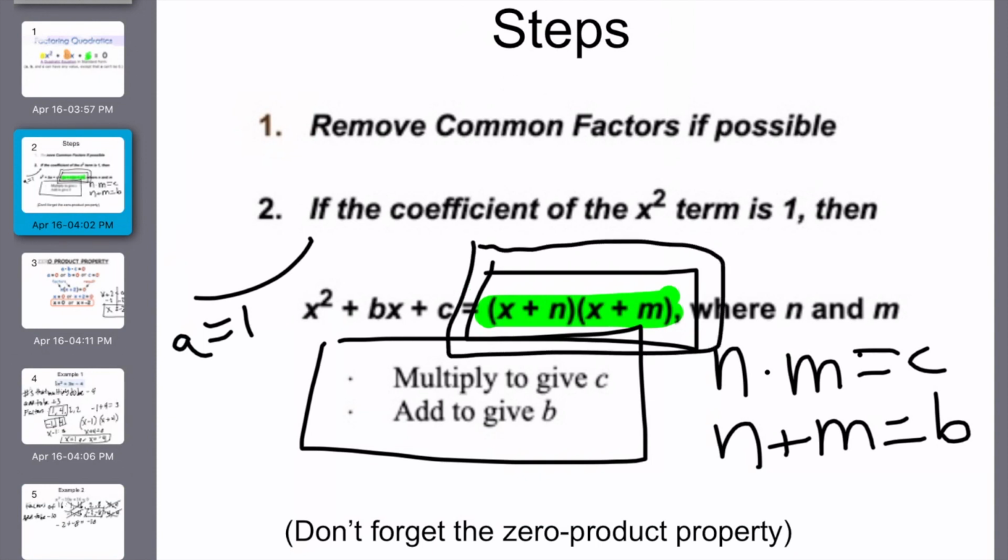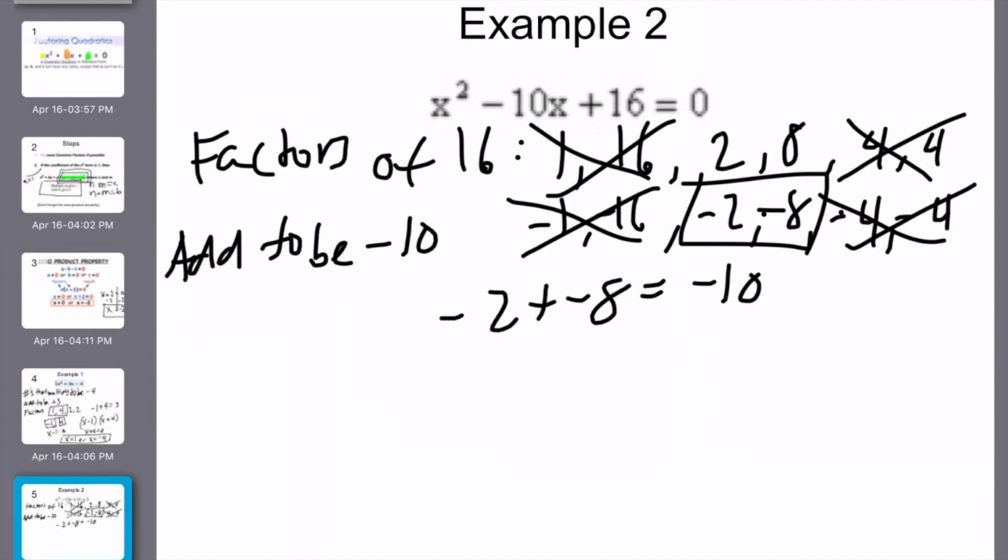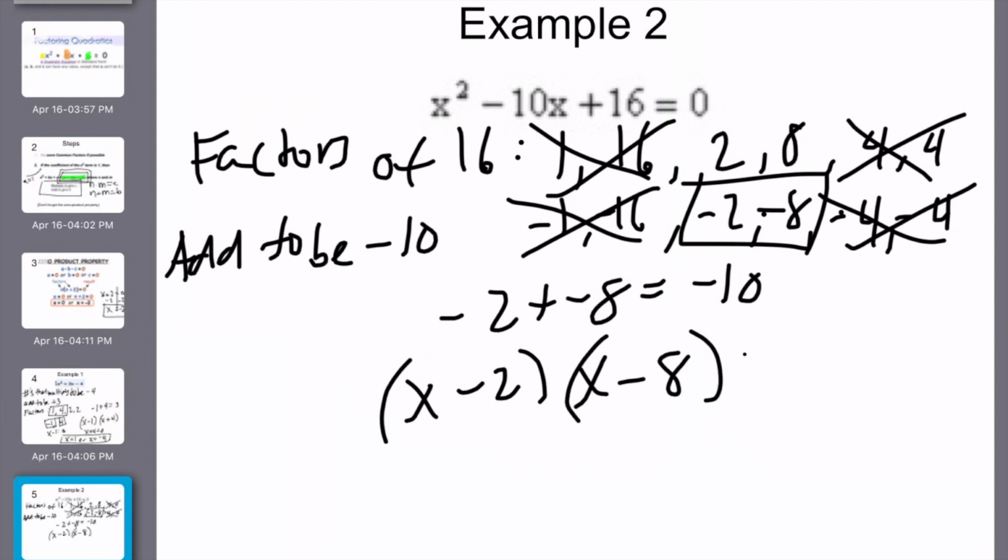X plus a number times x plus another number. Since both of my numbers are negative, I'm just going to make them subtraction signs. So I know that my factors are going to be x minus 2 times x minus 8 equals 0. But now, again, I have to take this into the idea of the zero product property in order for me to find my solutions.